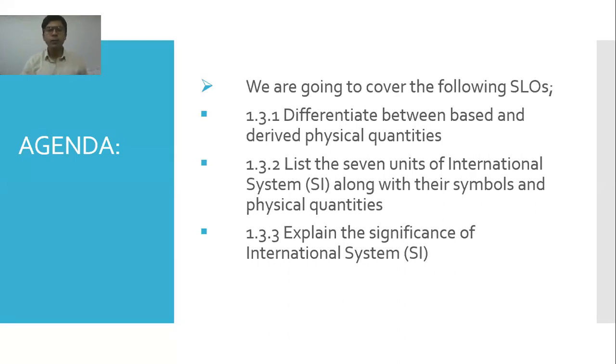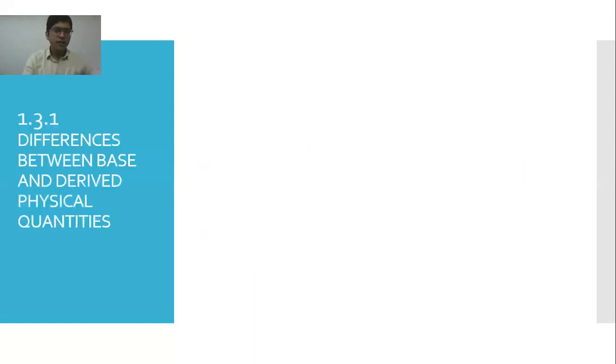Firstly we'll talk about our first SLO, which is 1.3.1. This is the differences between base and derived physical quantities. As we are going to discuss the differences, definitely we will be looking at a table where we can see the differences between these quantities. Whenever you talk about differences, the number one point is the definition, then a little more elaboration and then examples. So we will do the same thing. Here is the table.